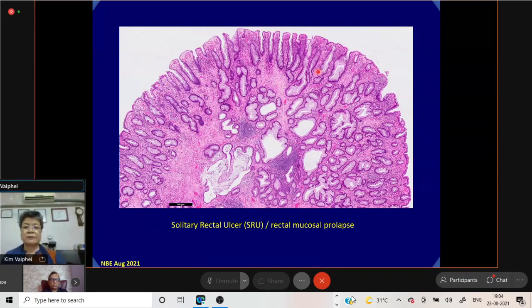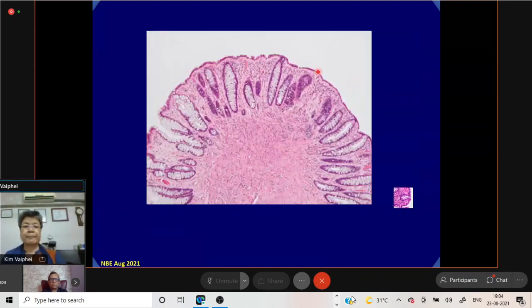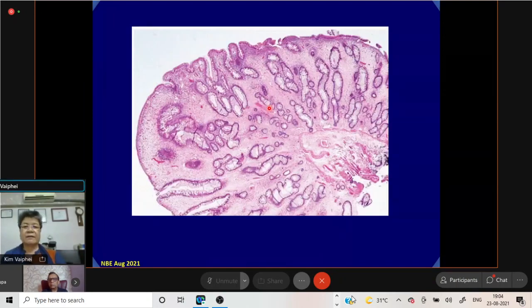Mucosal prolapse showing this. Solitary rectal ulcer with the extension of the muscularis mucosae in between the glands. The glands are very well preserved. There are not so many changes. Maybe there is mild inflammation depending on whether an ulcer is present or not. So very characteristic, diagnostic without a history. Another one. Okay, that's all.